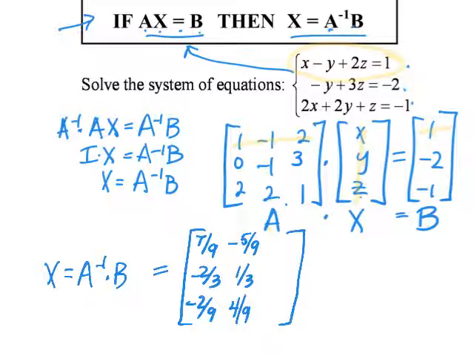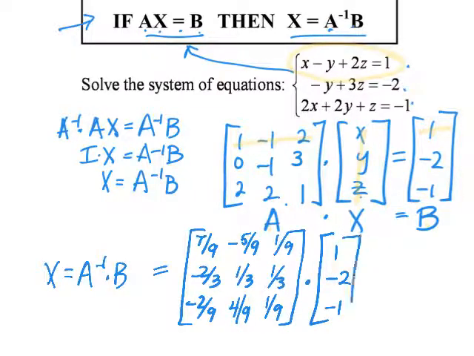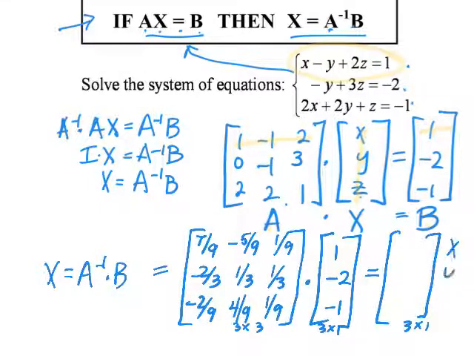All right, so here is your inverse of A. This is a 3 by 3. Now we're going to multiply it by B, which is a 3 by 1. So your result, 3 by 3 times 3 by 1 is going to be a 3 by 1 matrix, which is going to be the values of X, Y, and Z for that system.